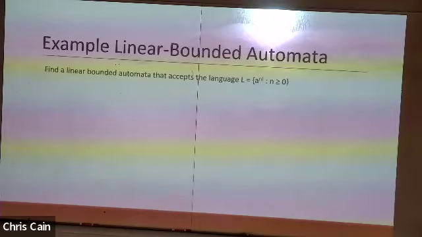Let's see an example. This is not asking you to do this necessarily, but could we come up with a linear bounded automaton that accepts the language A to the n factorial? What do we think? Do you think the answer is yes, or do you think the answer is no? If the answer is yes, at a high level, how would you set it up? If the answer is no, have some kind of logical explanation for why you think it's not.